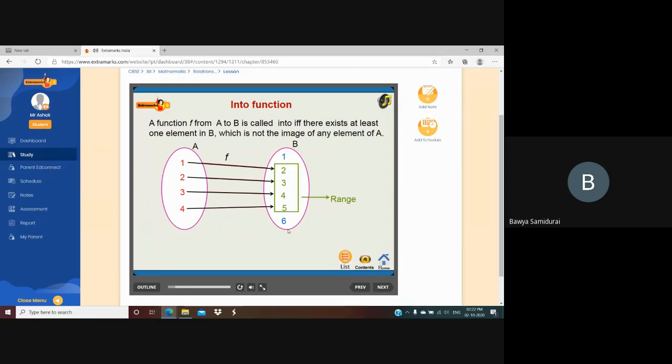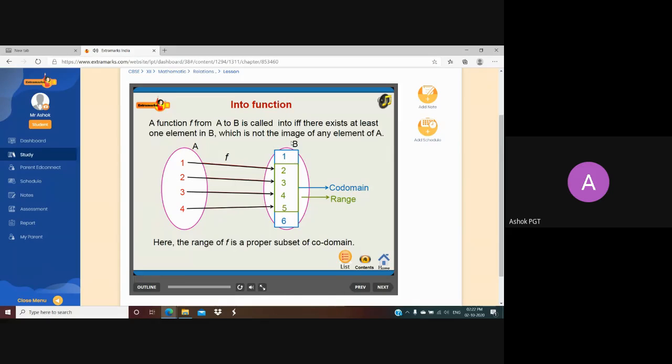Into function. A function f from A to B is called into if and only if there exists at least one element in B which is not the image of any element of A. Here, the range of f is a proper subset of the codomain.